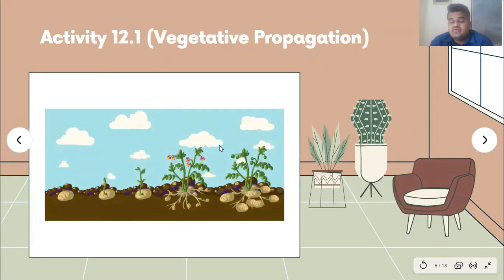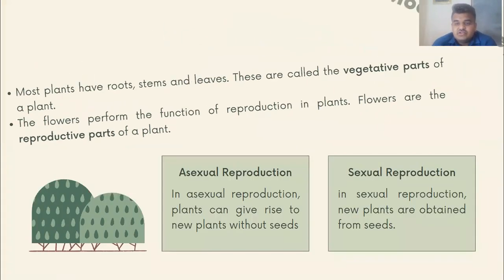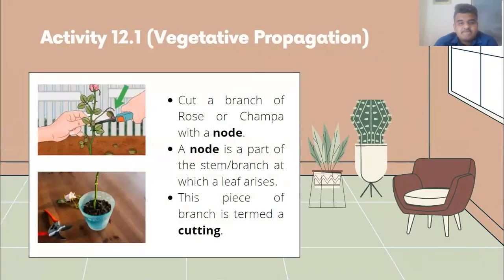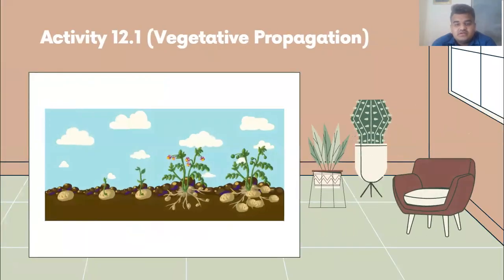With the help of Activity 12.1, we have studied cutting, which is part of asexual reproduction, vegetative propagation. Next, we have already seen the potato. In a potato, after some time, we get some eyes. You are given this on page number 134, in Figure 12.2, where you can see some eyes on the potato.